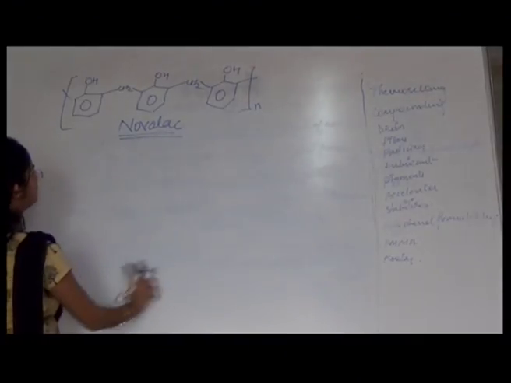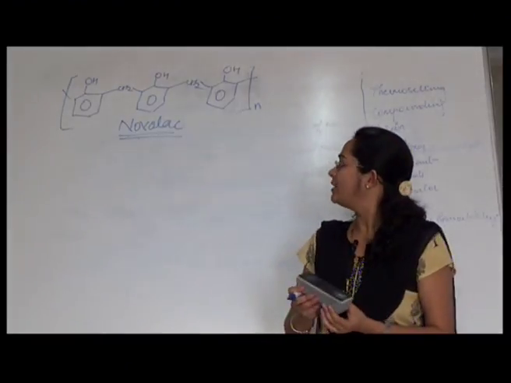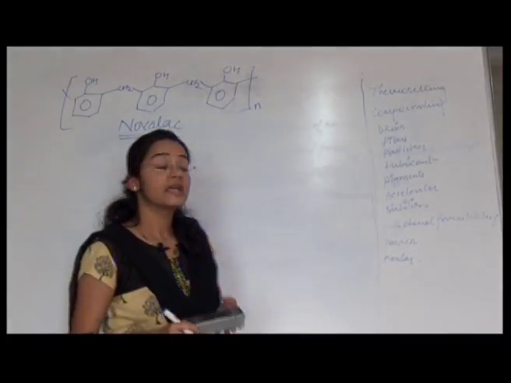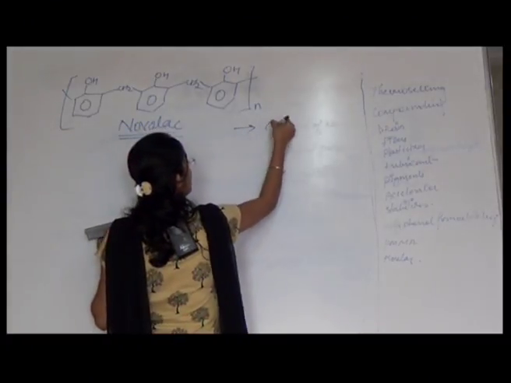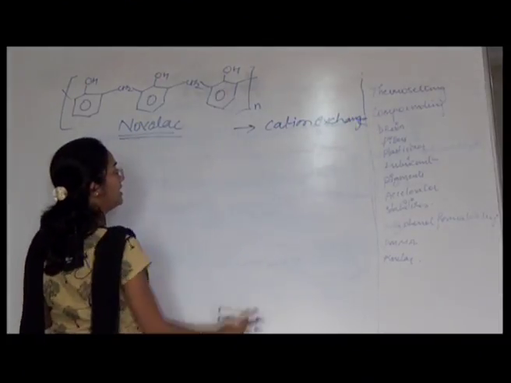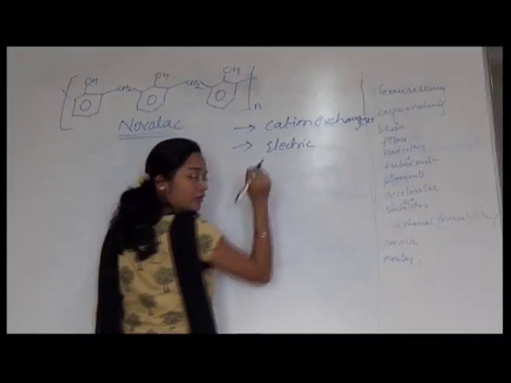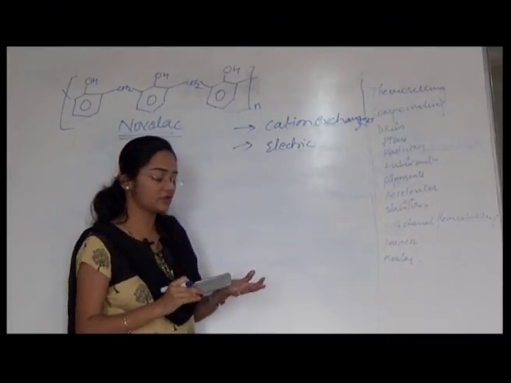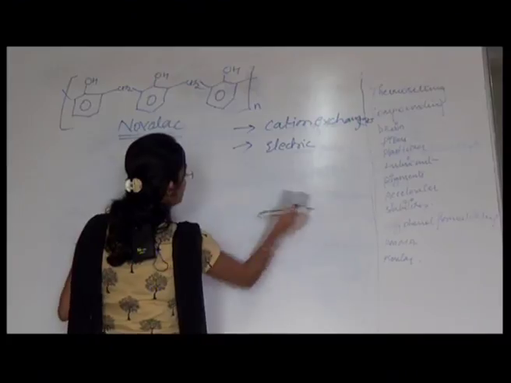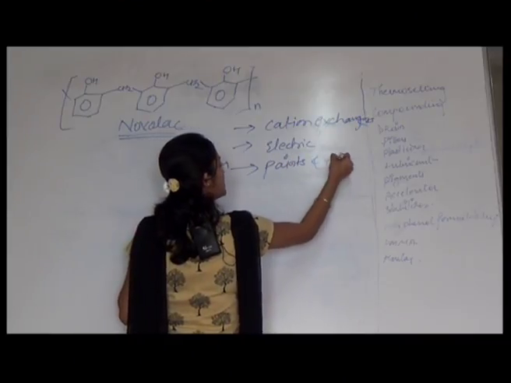Now the uses of this: it has an excellent electrical insulating property, because of which it can be used for the preparation of plugs, switches, switchboards, different handles. It is also used in cation exchanger resin. This is a very important use of this polyphenol formaldehyde. As it is a very good electrical insulator, it is used for the preparation of switchboards, switches, plugs, handles. So these are some of the important uses. It is used in paints and varnishes.